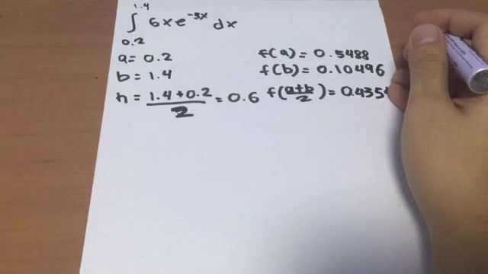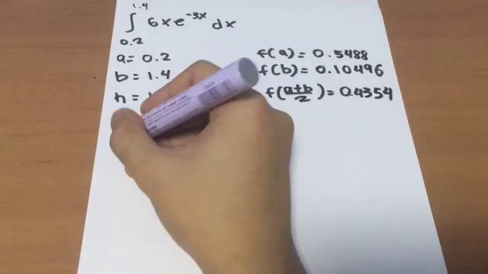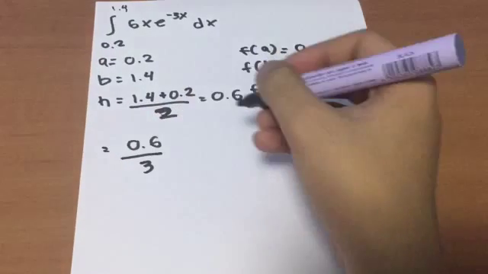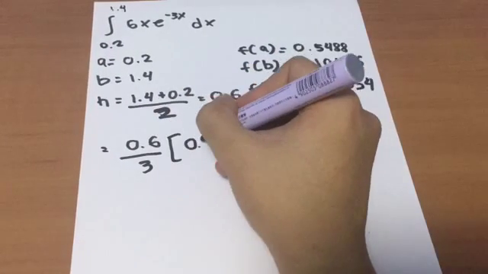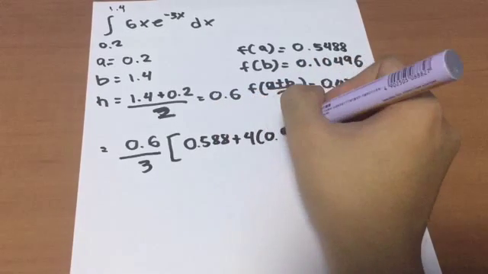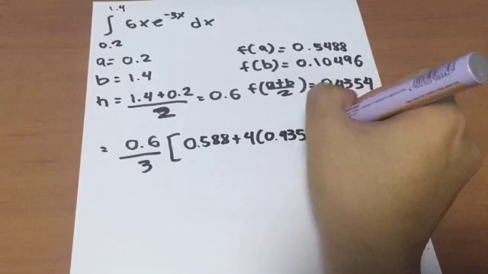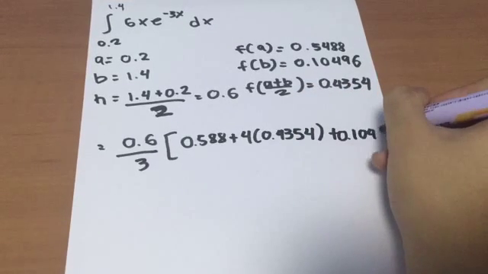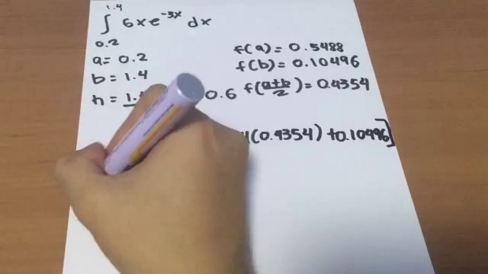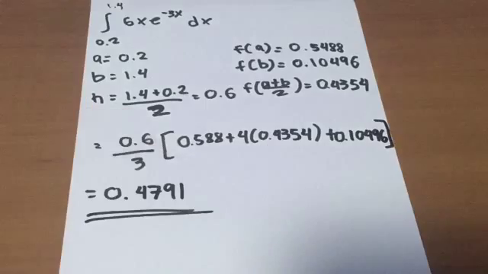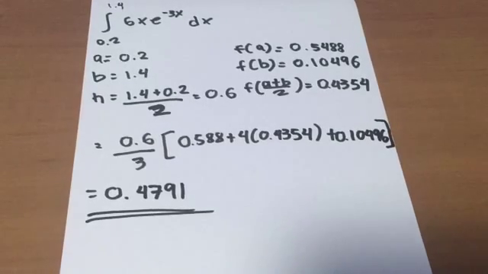After getting those, we just plug into the main equation. We have 0.6 over 3, or our h over 3, times the f of a, which is 0.5488, plus the f of a plus b over 2, that is 0.4354, plus 0.10496, and we have 0.4791.